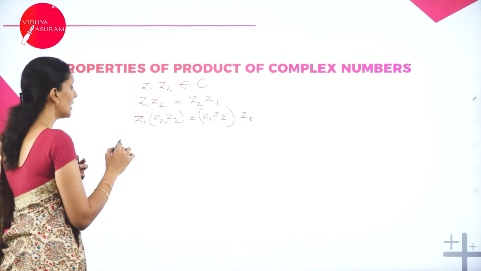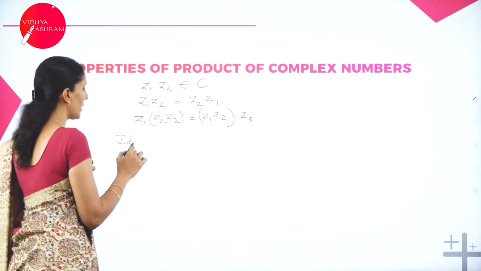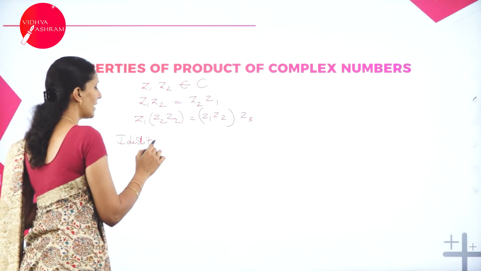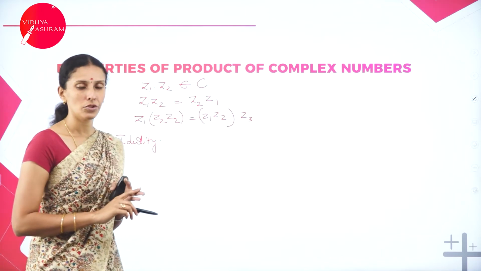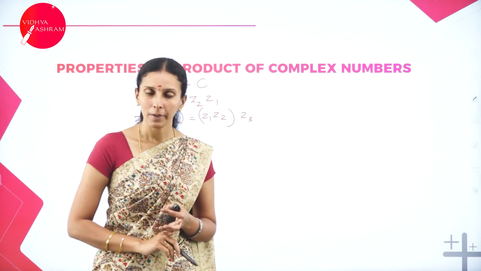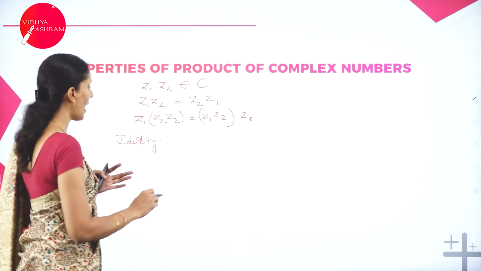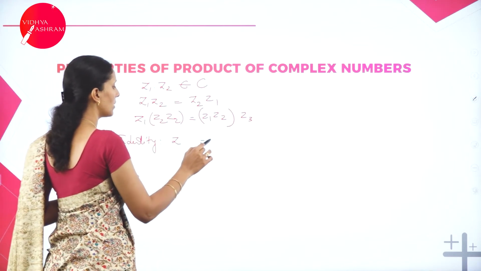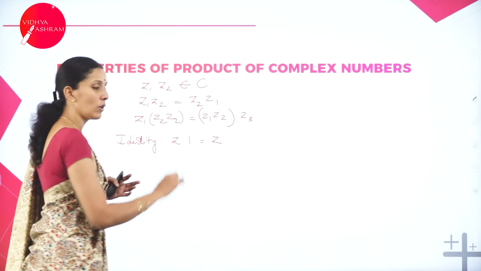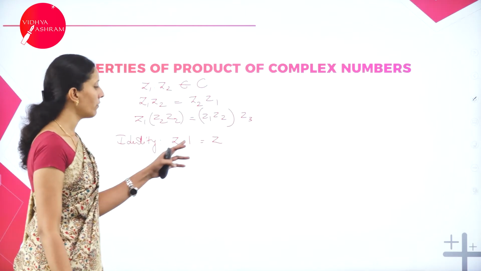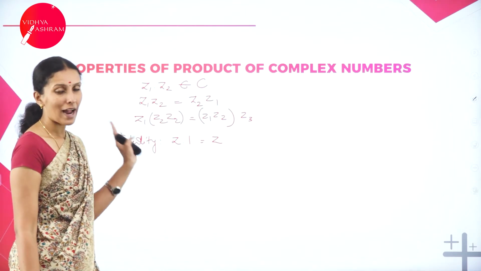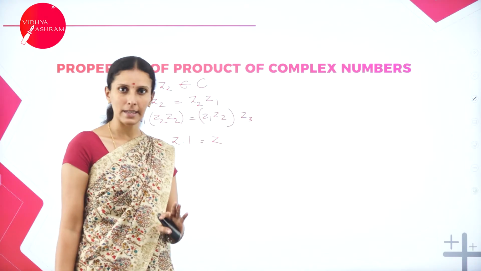Now coming to the identity for multiplication. We know the identity for multiplication: the number which, when you multiply, you get back the same. Suppose you have Z, then you should get Z. It is possible only when you multiply by 1. So 1 will be the multiplicative identity for complex numbers.